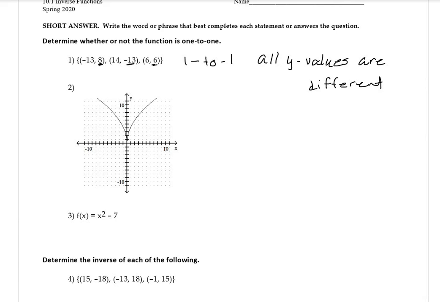When you're given a graph, your graph needs to pass the horizontal line test. So if you can draw a horizontal line and it touches your graph in more than one place, as in this example, it is not one-to-one.